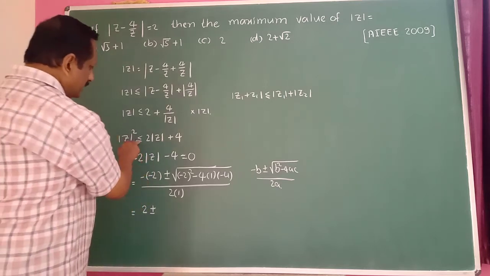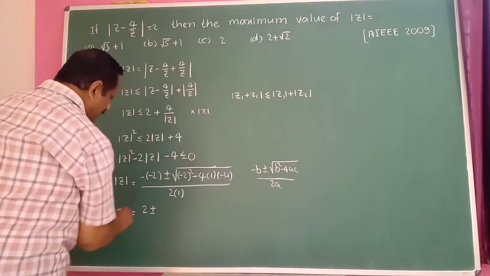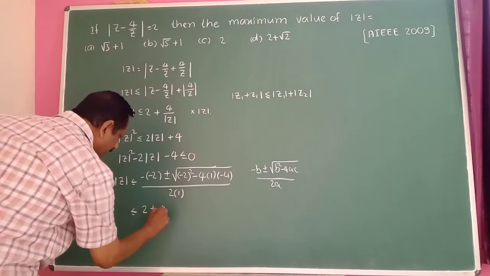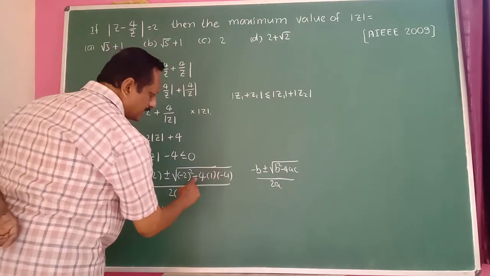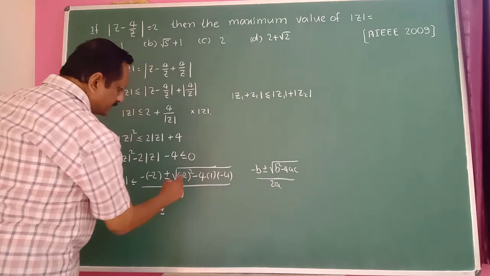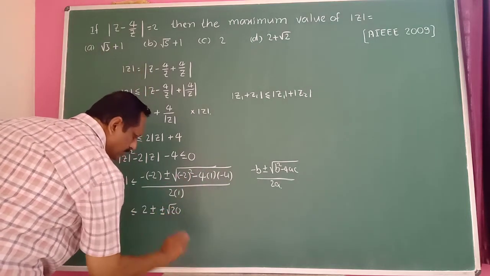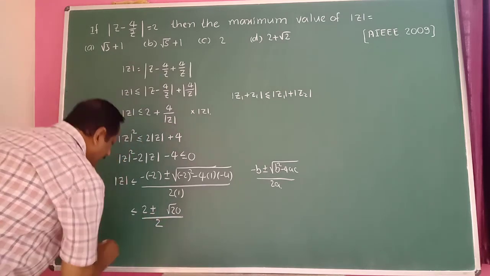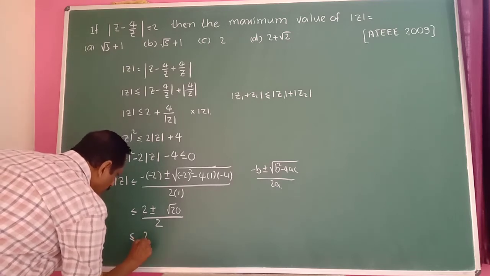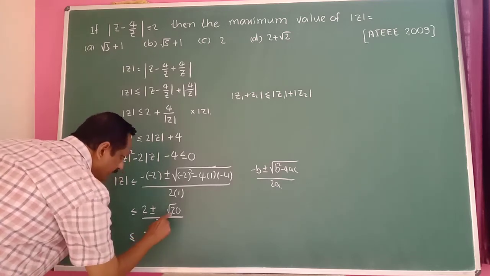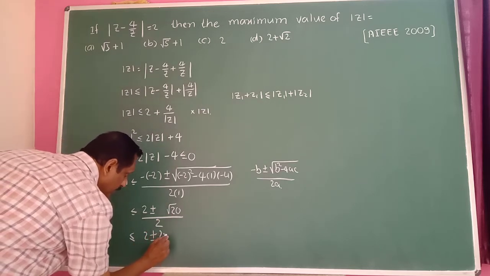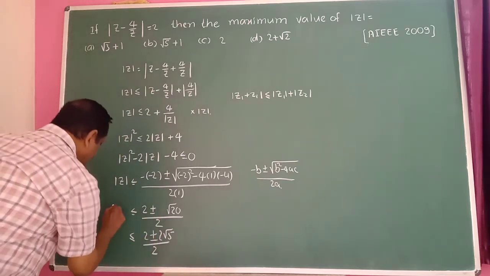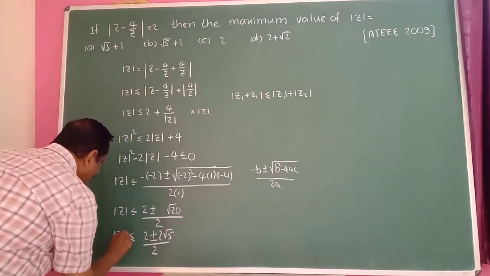So 2 plus or minus, and one more thing here, it is less than or equal to. Then plus or minus, 4 4s are 16, minus into minus plus, 16 plus 4 becomes 20. Plus or minus root of 20 divided by 2. Therefore, this is less than or equal to 2 plus or minus, 4 5s are 20, square root of 4 is 2, 2 root of 5 divided by 2. Therefore, modulus of z is less than or equal to 2.